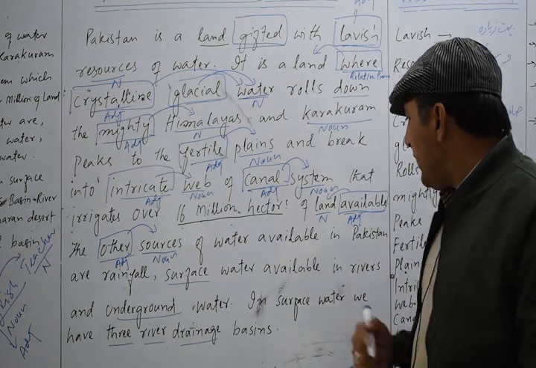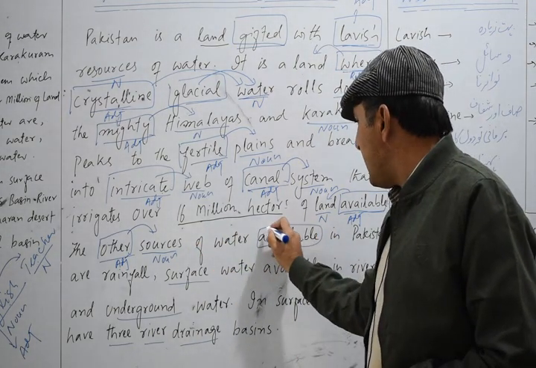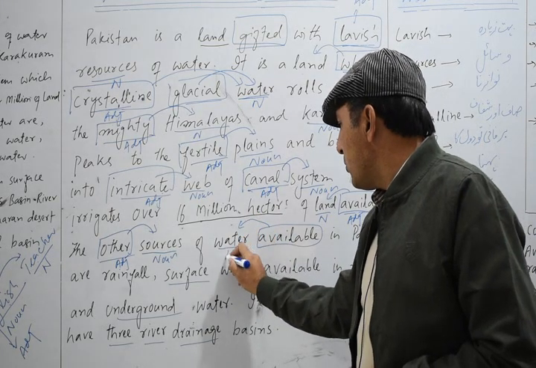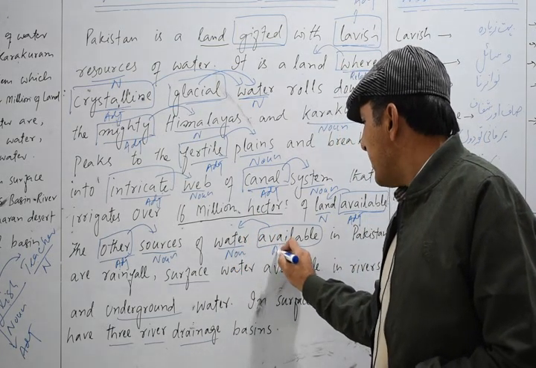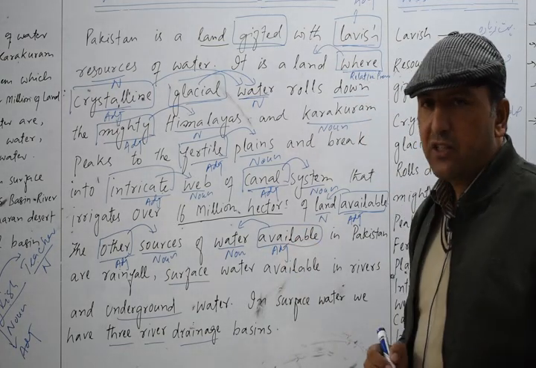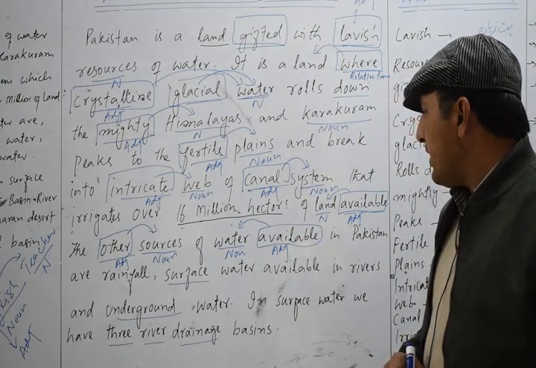Now you see, we have also available. Once again this available also refers to the noun water. This is a noun. So this available is also an adjective. Clear? The next word we have is surface.